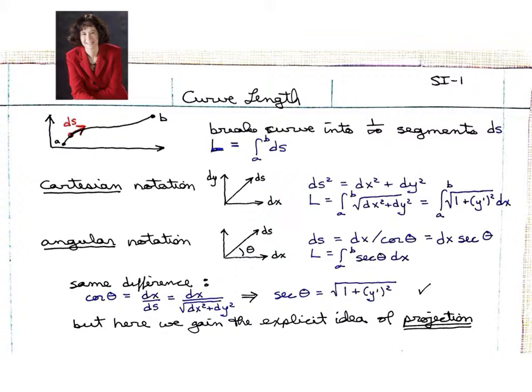However, the angular notation, as I mentioned, shows that we are projecting ds down onto the x-axis and then integrating along the x-axis. Now, we'll look at a specific example on the next slide.